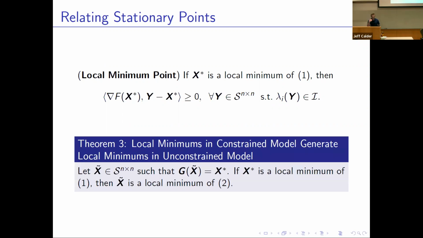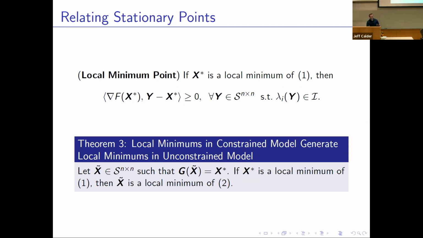But using this inequality, we can show a result like this, which says, let's say I have x tilde. It is in the set of symmetric matrices, and g of x tilde maps to x star. If x star is a local minimum of our constrained problem, then x tilde is going to be a local minimizer for our unconstrained problem. What this result says is that all the local minima that exist in our constrained problem are going to show up in the unconstrained problem, as long as there's a matrix I can plug into my matrix function that gets out that point. So the unconstrained problem is not missing any local minimizers.